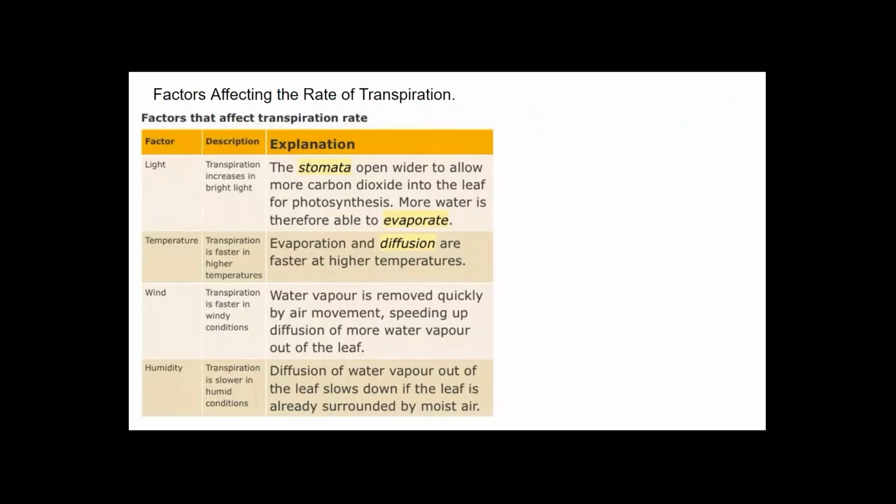Then, factors affecting the rate of transpiration. Light. Transpiration increases in bright light. The stomata open wider, which allows more carbon dioxide to enter the leaf for photosynthesis, and more water is therefore able to evaporate. The next one is temperature. Transpiration is faster in higher temperatures, and evaporation and diffusion are faster at higher temperatures.